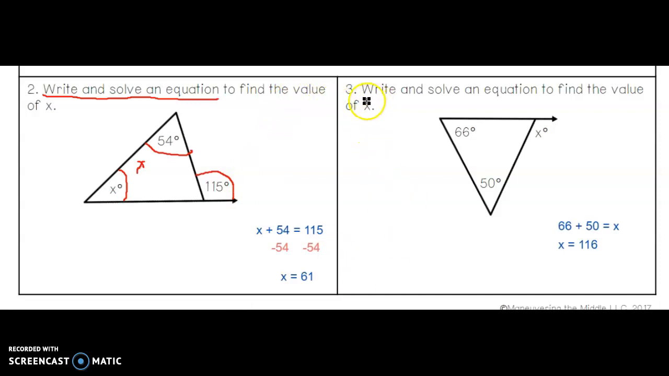Question 3. Write and solve an equation. So let's start writing our equation. Our two interior angles are 66 and 50. We know that if we add those together, they are going to equal this exterior angle. Let's write our equation. 66 plus 50 equals x. It might seem very simple, but I still want you to write this on your papers and show your work. When you add those together, you find that x equals 116, which is the value of x and that missing angle measure. Okay, let's take a look at question 4.